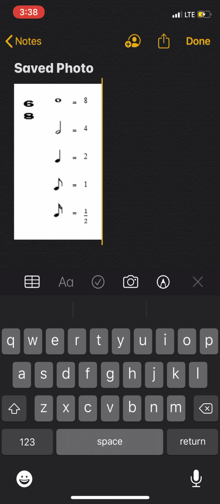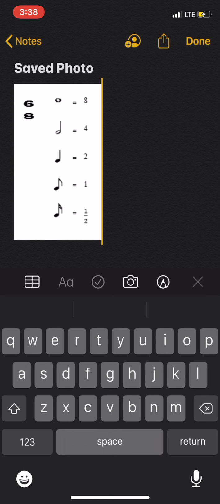So we're talking about 6/8. So 8 being the bottom number means that the whole note, instead of getting 4 when 4 is the bottom number, now gets 8 because 8 is the bottom number. So now 8 beats whenever you see a whole note, which is the circle note, right? The half note, that's going to now get 4 beats because it used to get 2. 2 times 2 is 4, right? Remember I said we're pretty much doubling everything.